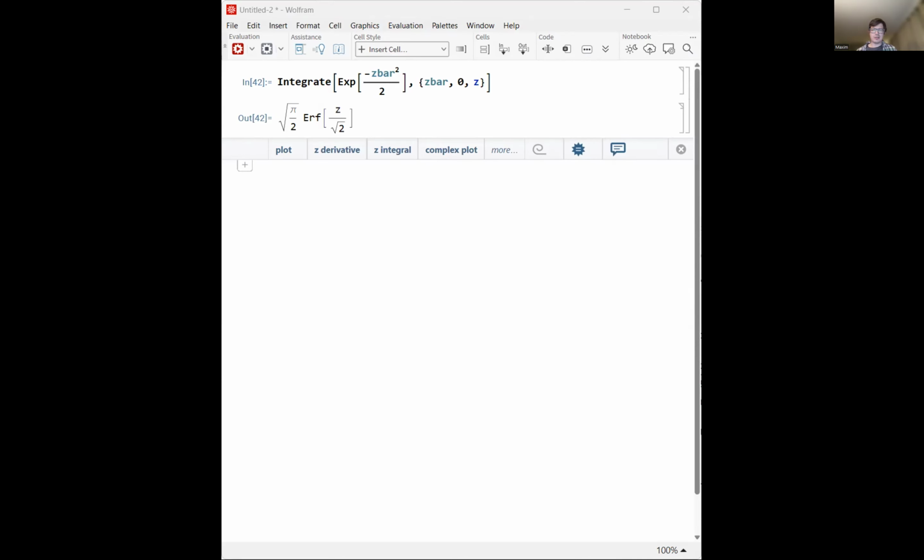Okay, so I think that's it for now. I will do an example of the usage of this error function in class.